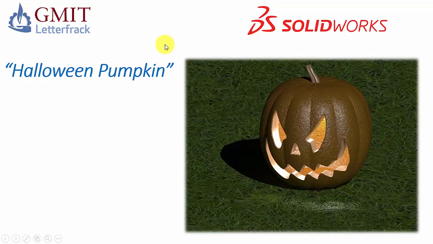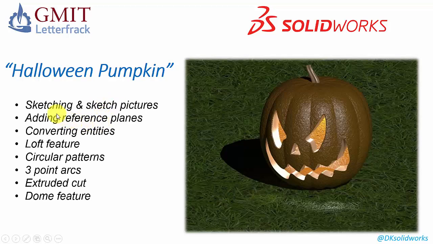So this is the project we're going to work on. It's a Halloween pumpkin and the features we're going to cover are some sketching and some sketch pictures. We're going to use a lot of reference planes to set everything up just right. We're going to use the convert entities feature to make sure we can cut down on the work. We'll draw one curve rather than 36 in this case.